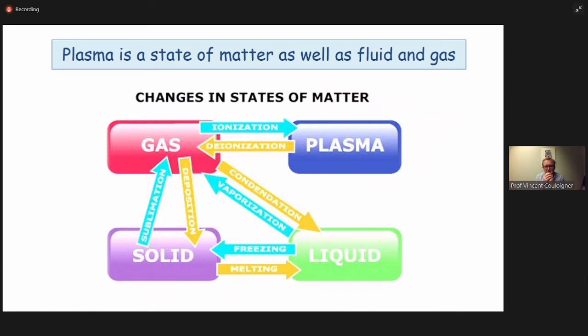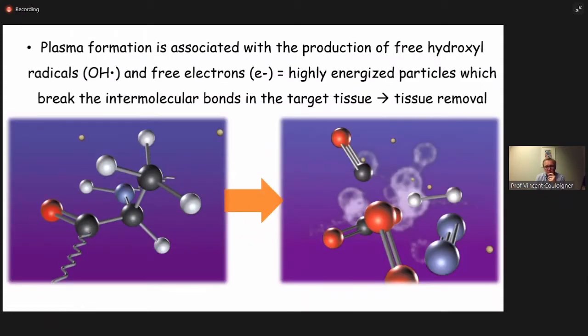So what is plasma? Plasma is a state of matter as well as fluid and gas. So it's used, of course, in many applications besides medicine. And you see there is a possibility to exchange between the gas and the plasma state. Plasma formation is associated with the production of free hydroxyl radicals and free electrons, which are highly energized particles, which can break the intermolecular bonds within molecules in the target tissues. So this break of the intermolecular bonds enables tissue removal.